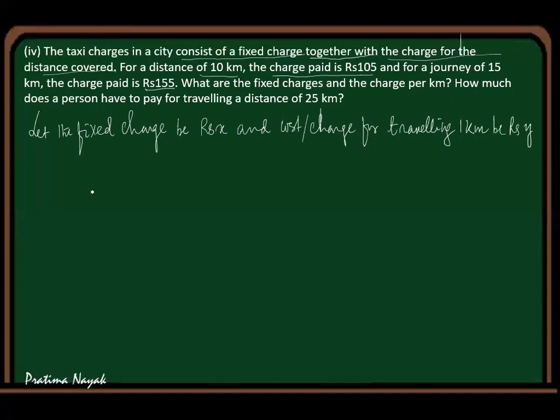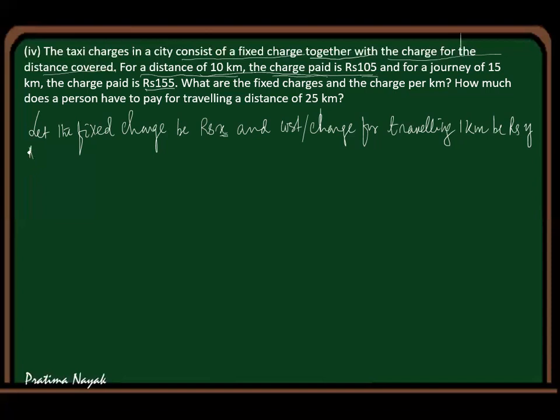That means if a person is charging for 1 kilometer, you will give x fixed charge plus y. If he is traveling for 2 kilometers, x plus 2y. If he is traveling for 3 kilometers, x plus 3y. This x is not changing, it is fixed, and per kilometer y. So now he is going for a distance of 10 kilometers, charges 105.